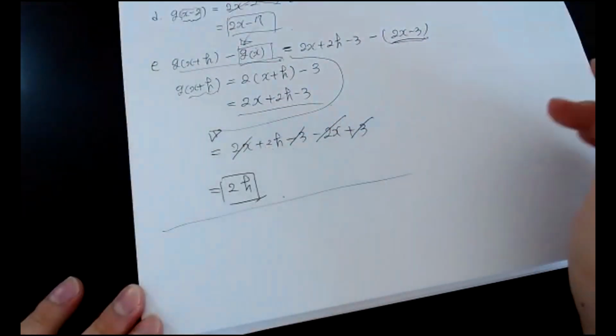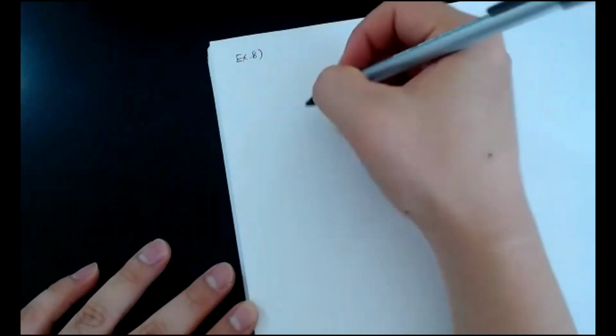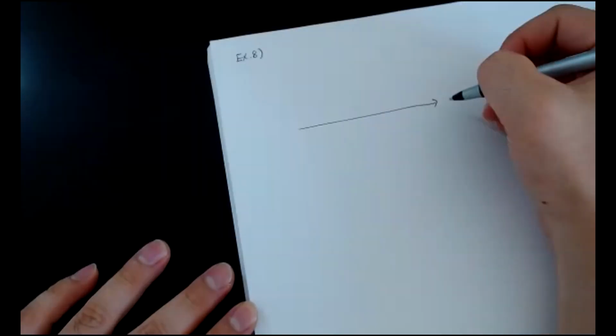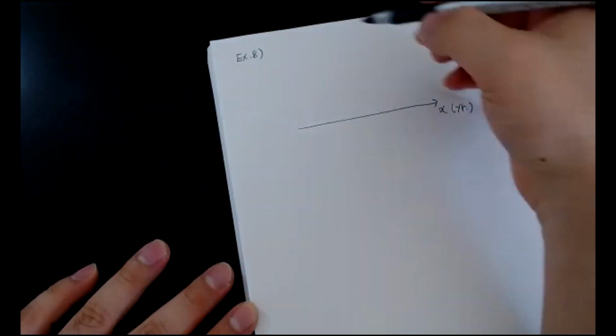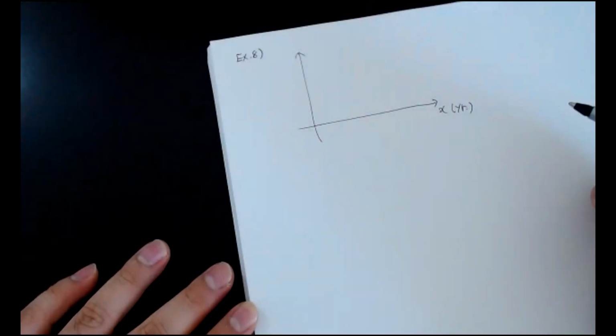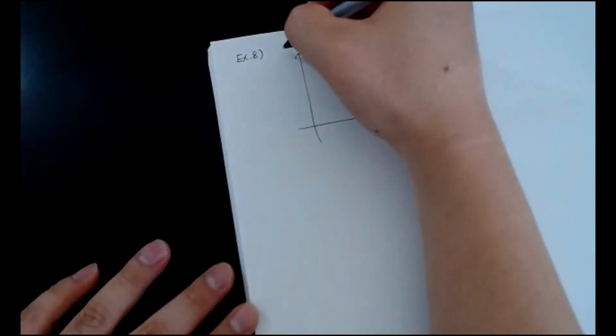So let me do the next one on sketch paper. Right here, example 8. Let's say this is the year, the x coordinate, which represents year. Let's say the vertical line, the y-axis, represents population.